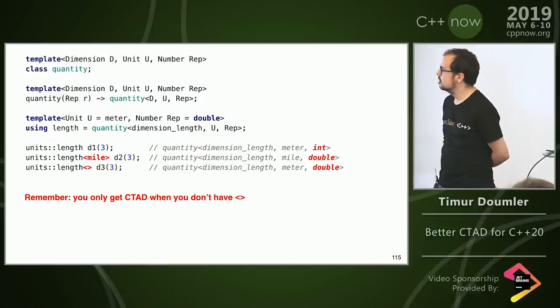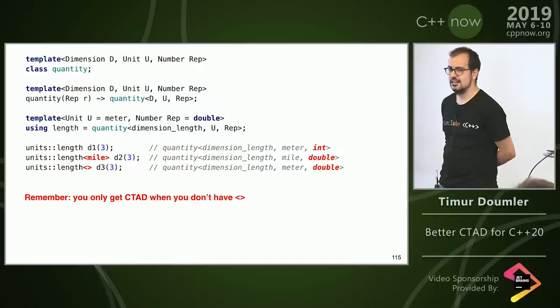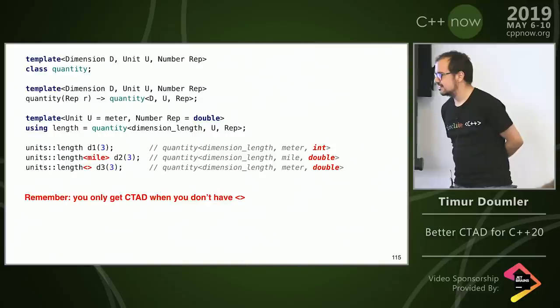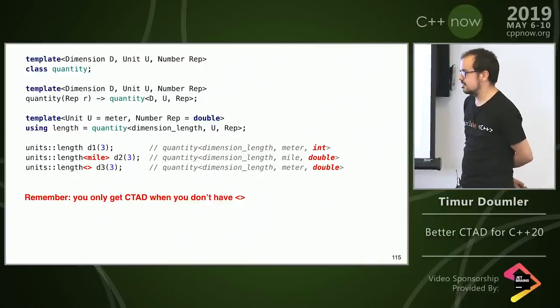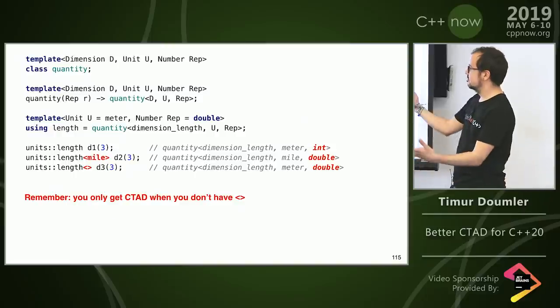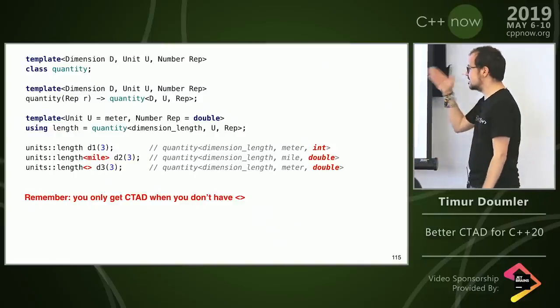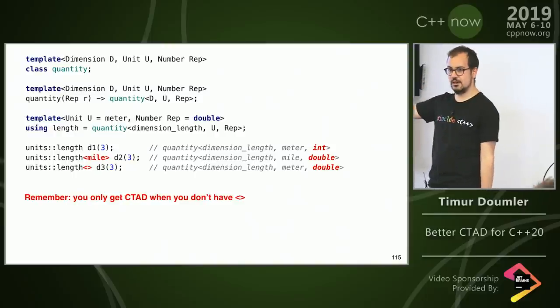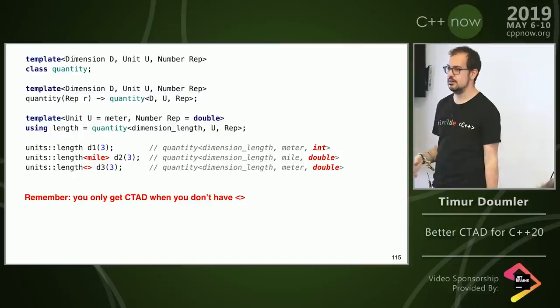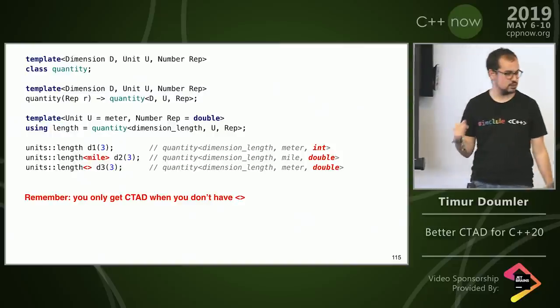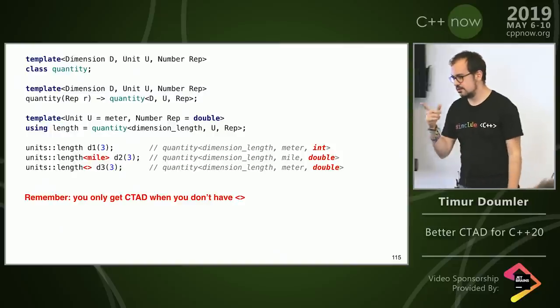Oh, hang on. Length is a template alias. Yeah, and that needs template arguments in 17. In 20, it doesn't, because we're basically introducing another placeholder. So a template alias name without angle brackets can now also be a template placeholder. Okay, so we don't have that much time left.